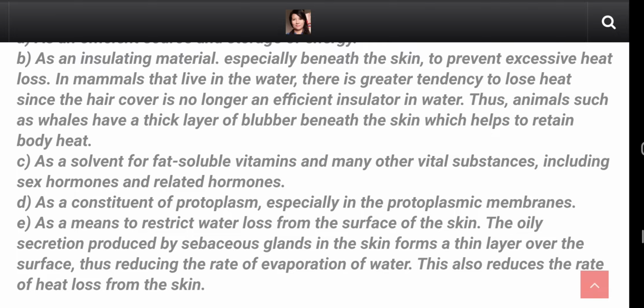And a means to restrict water loss from the surface of the skin: the oily secretion produced by sebaceous glands in the skin forms a thin layer over the surface, and this reduces the rate of evaporation of water, and this also reduces the rate of heat loss from the where? Skin.